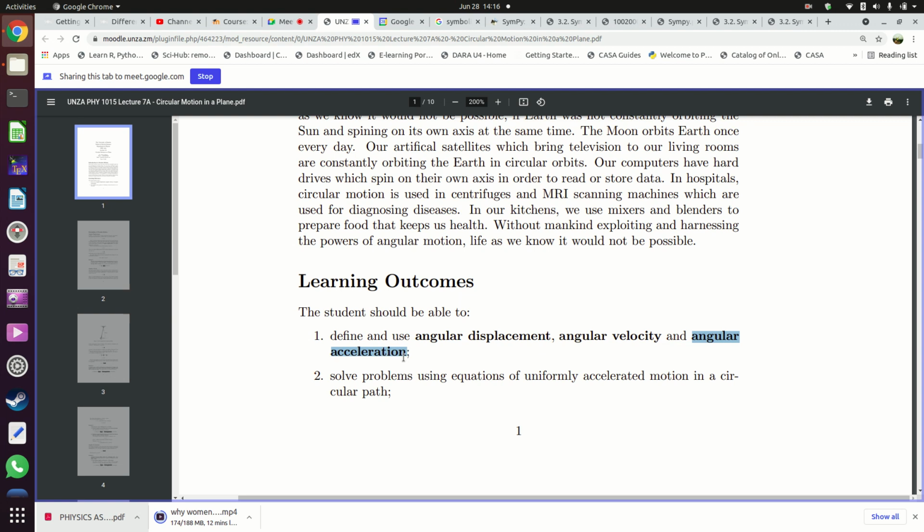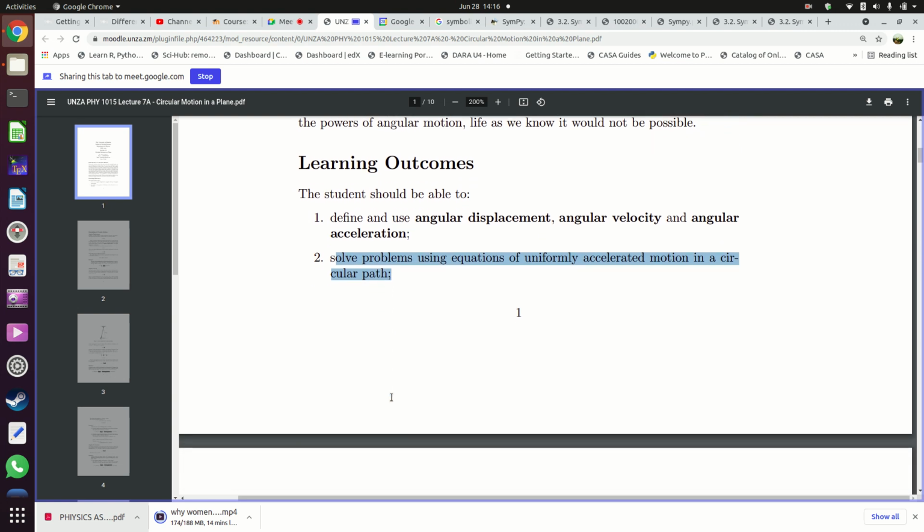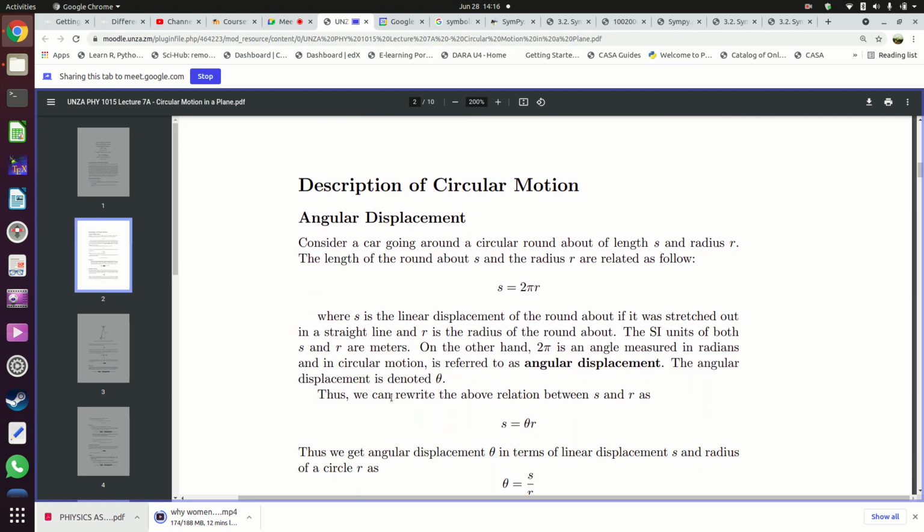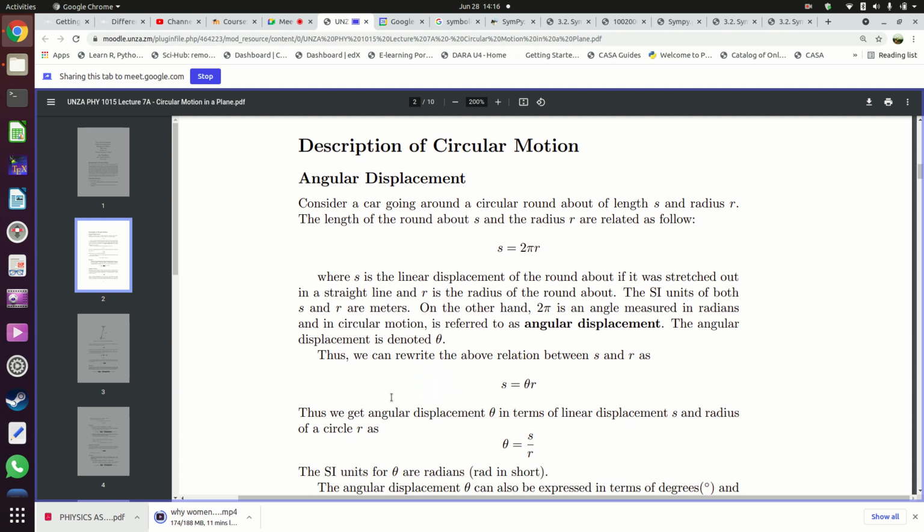So we're going to see how these terms are described. And the other thing is we'll need to be able to work out problems, of course, related to uniformly accelerated motion in a circle. So for starters, how do we describe circular motion? Well, we'll start with angular displacement. What do we mean by angular displacement?